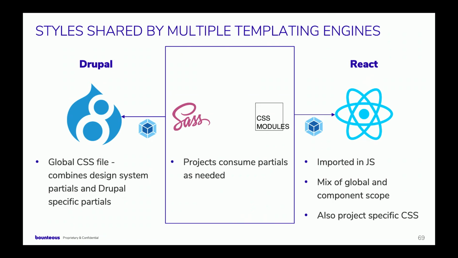And after considering some other things, we did land on using this CSS modules approach, at the very least on the React side. But what this let us do is have Sass partials that both portions of the stack could share and use as they see fit. So on the React side, it's using CSS modules through Webpack, and the styles are being imported in JavaScript, but using a mix of global and component scope. So sometimes things are imported globally, and other things are imported at the component level. And there also was some CSS that's specific to this project.